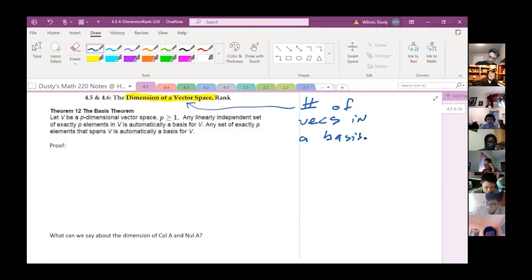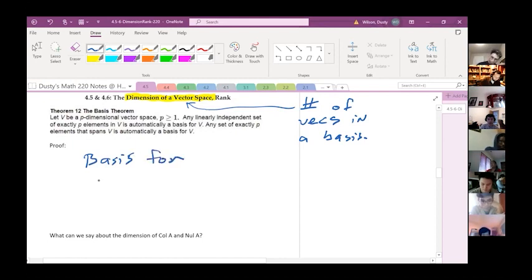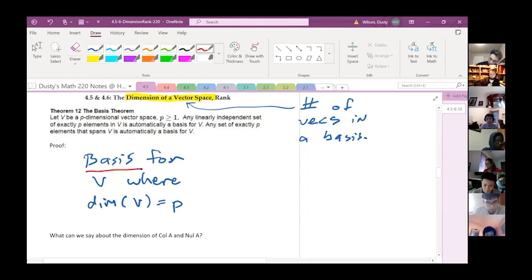Let V be a p-dimensional vector space with p greater than or equal to 1. Any linearly independent set of exactly p elements in V is automatically a basis for V. Any set of exactly p elements that spans V is automatically a basis for V. So let's make sure that you're tracking what's going on. So a basis for V, where the dimension of V equals p, has what two characteristics? What are the two characteristics of a basis that we've been talking about?